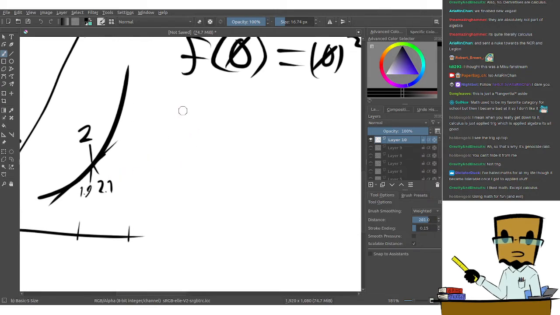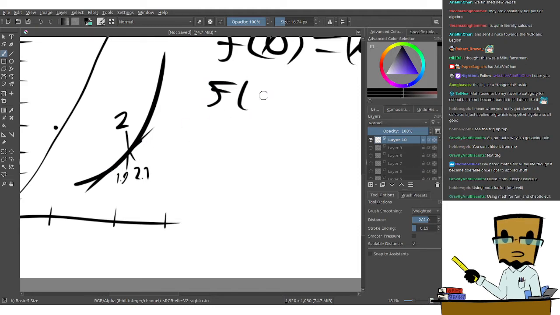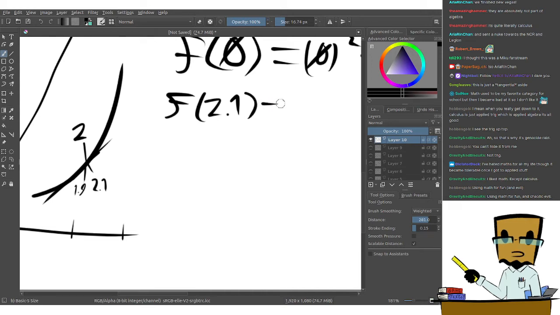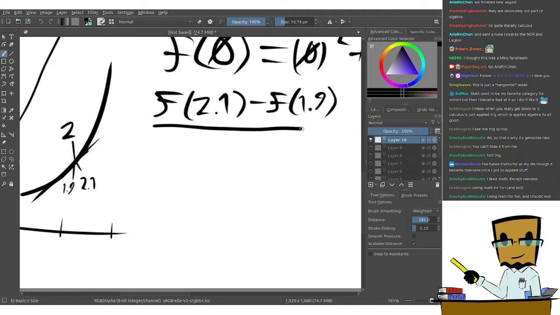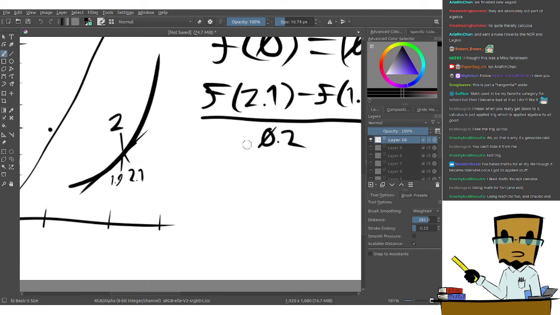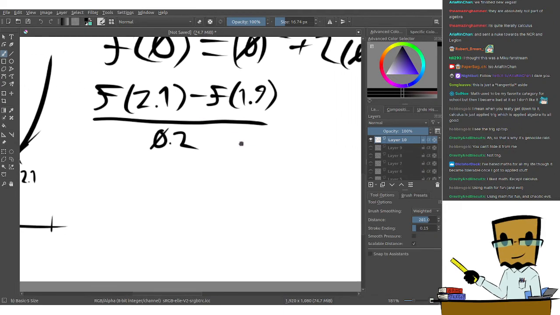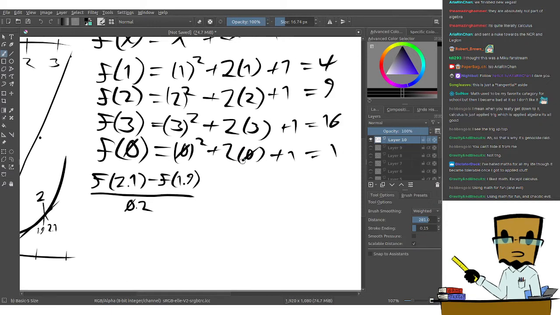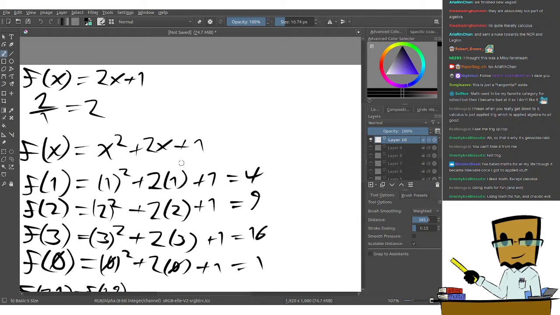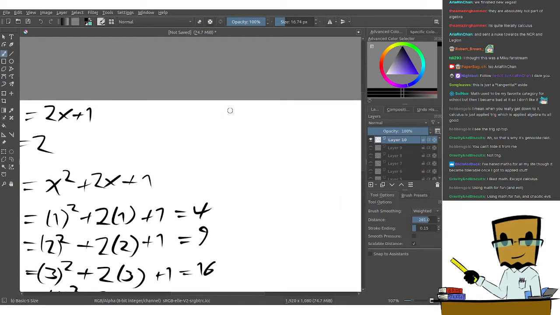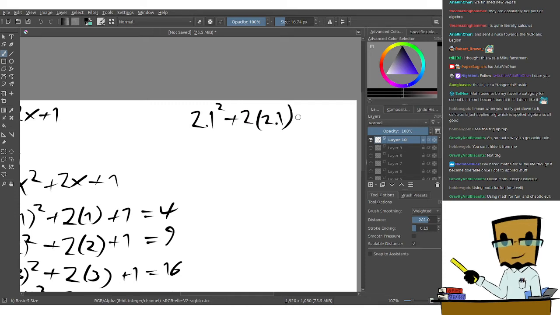So, rise over run. So, that would be f, the higher one, the difference between the two, f of 2.1 minus f of 1.9 divided by 0.2. Yeah, because we're moving 0.2 over and we're moving an unknown amount upwards. So, let's do that real quick. Let's do it by hand. F of 2.1. So, yeah, our formula is x squared plus 2x plus 1. So, 2.1 squared plus 2 times 2.1 plus 1.